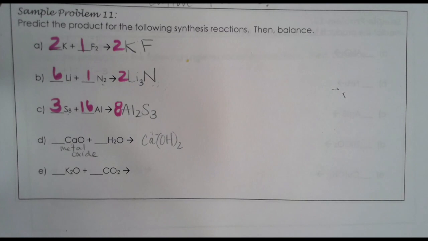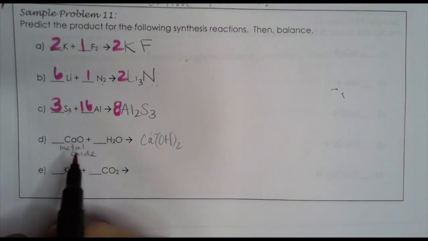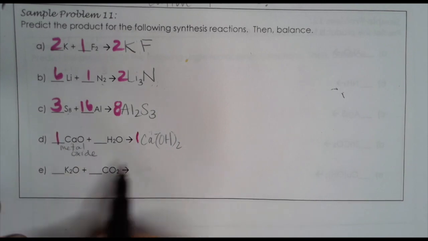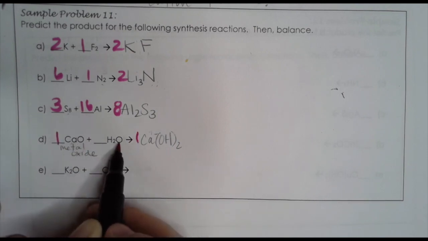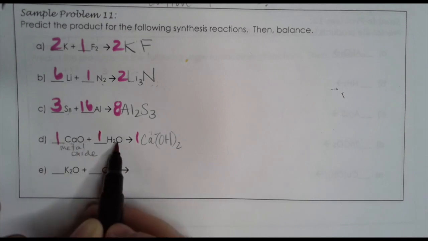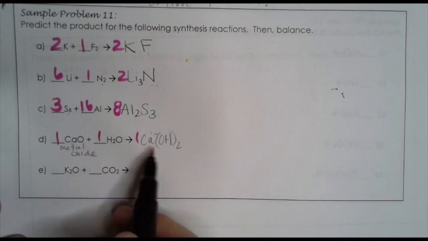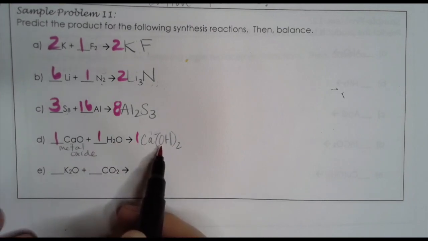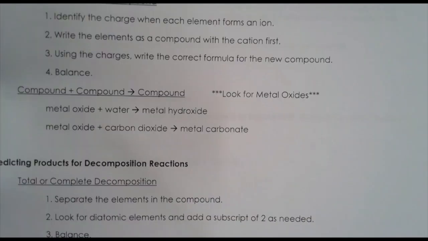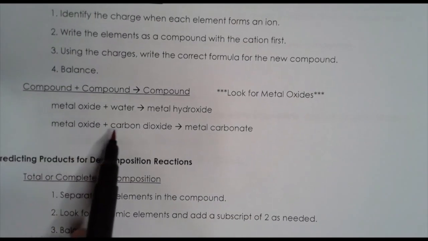Actually, this one is already balanced. I have 1 calcium in my reactants and 1 in my products. Be careful, you do have oxygen in both reactants and products, and 2 hydrogens and 2 hydrogens. I want you to try E. E is a metal oxide bonding to carbon dioxide to produce a metal carbonate. See if you can do that one.